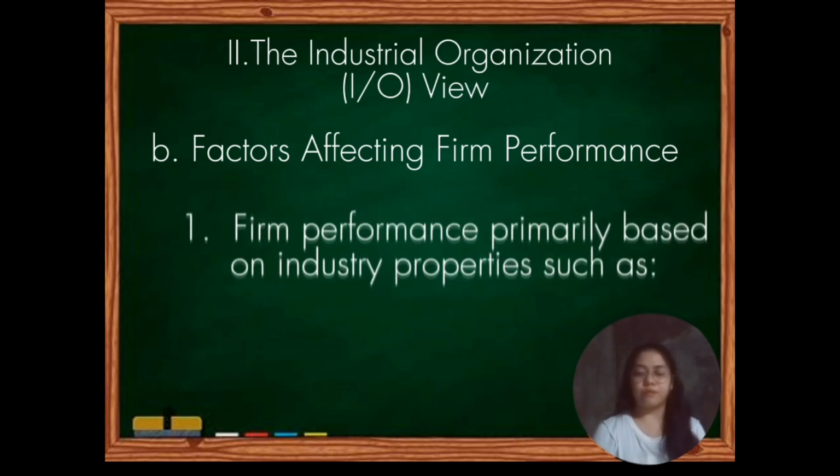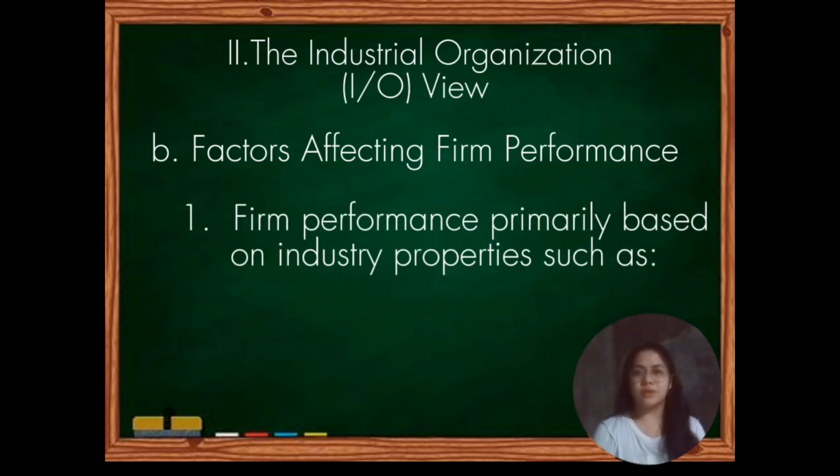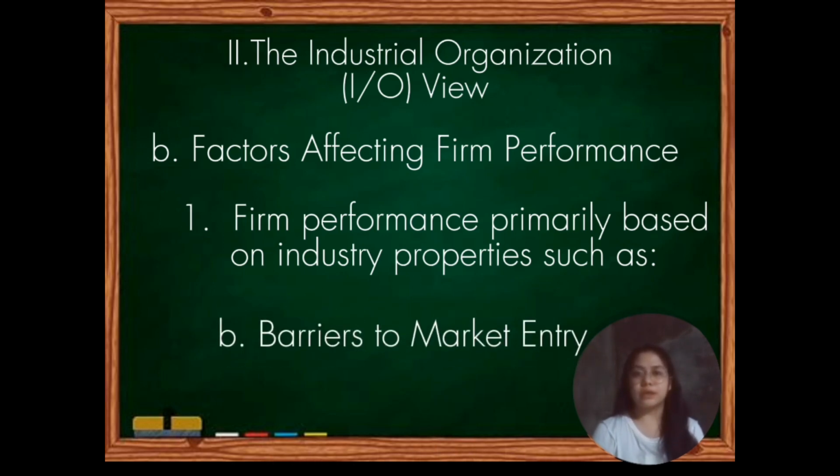Factors affecting firm performance. Firm performance is primarily based on industry properties such as economies of scale, which is an advantage that can sometimes occur as a result of increasing the size of a business. For example, since supermarkets buy goods in bulk, they avail discounts. Therefore, they enjoy the benefit of reduced average cost. In other words, it measures the amount of money that the business has to spend to produce each unit of output. Barriers to market entry.